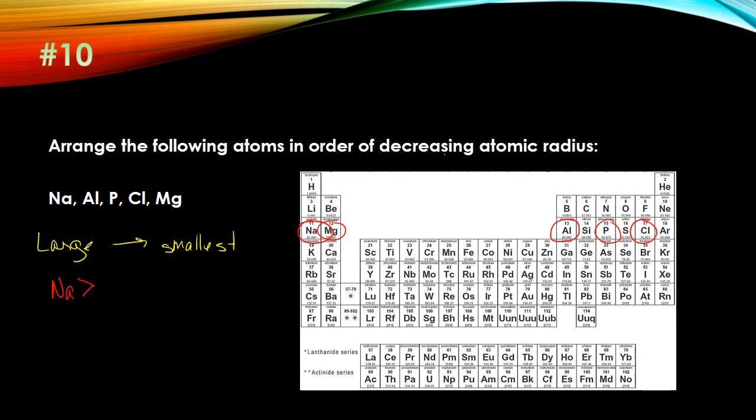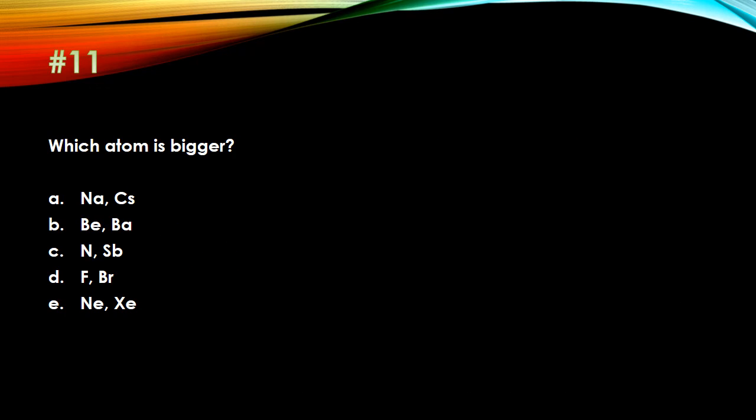And sodium is bigger than magnesium, which is bigger than aluminum, which is bigger than phosphorus, which is bigger than chlorine. And you can use commas if you don't like the greater than sign. As long as I have this as a guide, the commas are fine. Which atom is bigger? Well, we have to look at the periodic table.